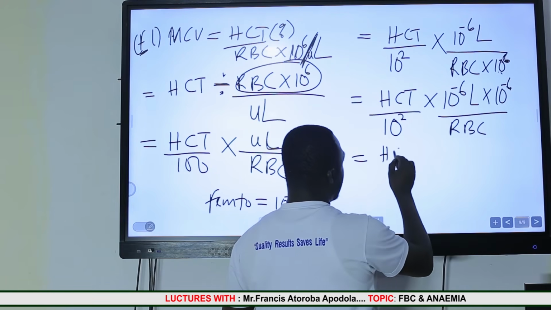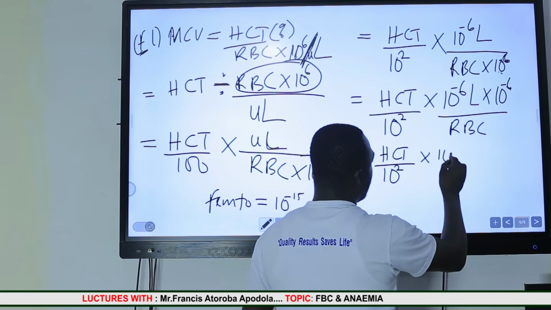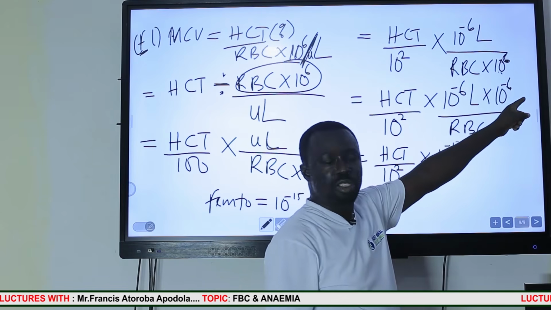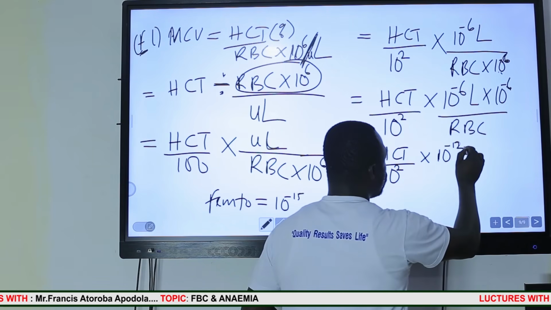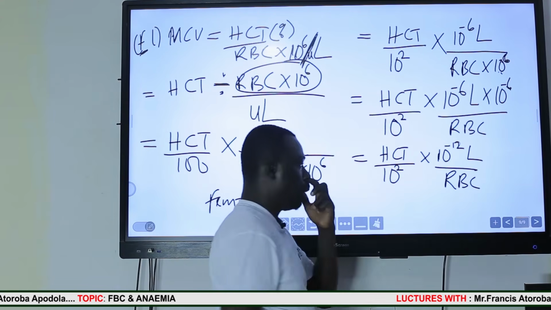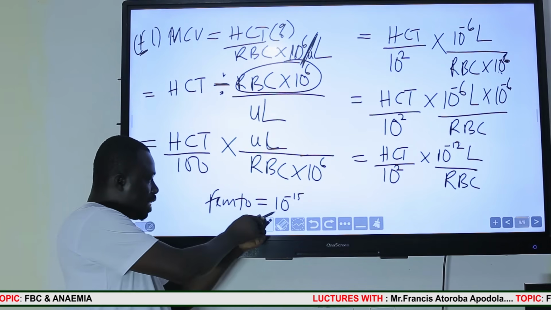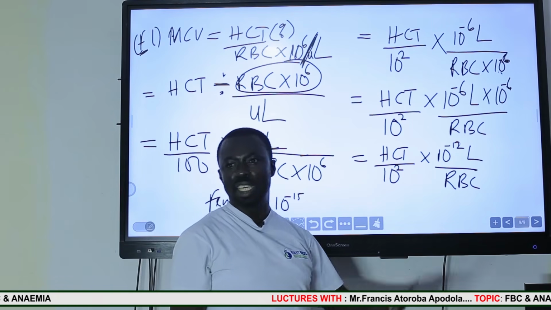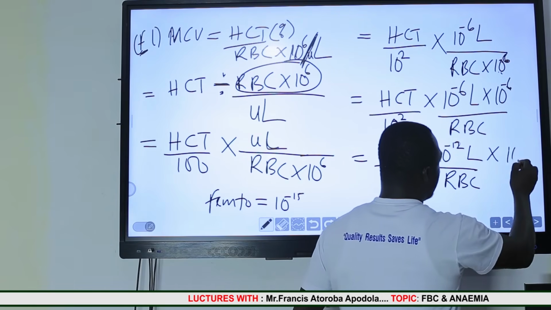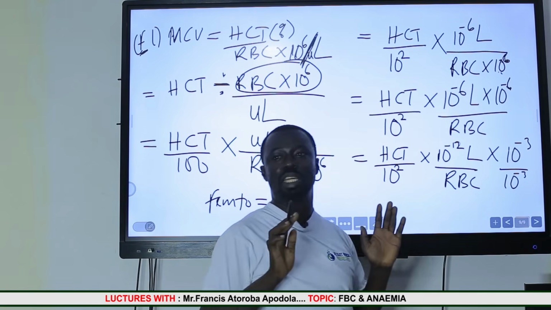So now I'll get hematocrit over 10 to the power 2 times 10 to the power minus what? 12. 10 to the power minus 6 times 10 to the power minus 6 will give you 10 to the power minus 12 liter over RBC. I hope you get that. The final unit is femto. Femto is 10 to the power minus 15. What I'm having here is 10 to the power minus 12. It is simple. I'll multiply here by 10 to the power minus 3, divide by 10 to the power minus 3. They will still cancel and it will still remain the same.